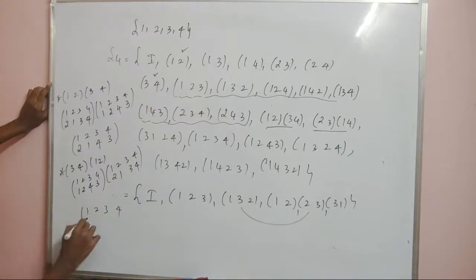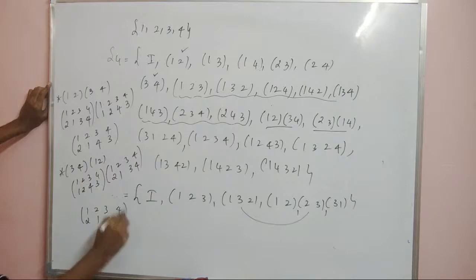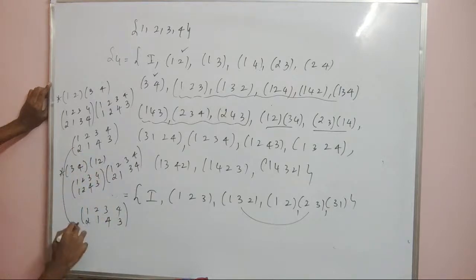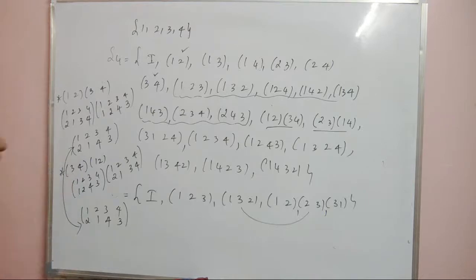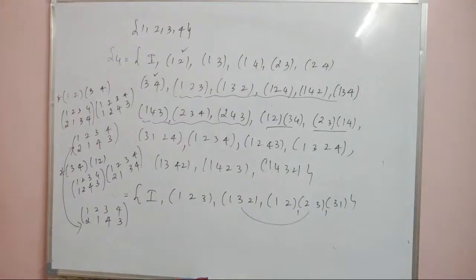1 goes to 1, 1 goes to 2, 2 goes to 2, 2 goes to 1, 3 goes to 4, 4 goes to 4 again. You can see 3 goes to 4, 4 goes to 4 again, 4 goes to 3, 3 goes to 3. Now you can see both are the same. So what we can conclude is, if the cycles are disjoint, then they commute.